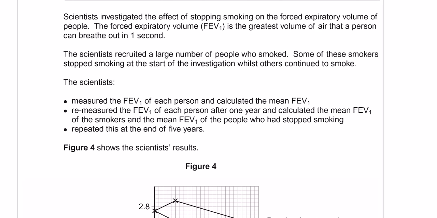Okay, and then this next question, 4b, and they give you a lot of information here that you need to spend time going through. It tells you the forced expiratory volume is the greatest volume of air that a person can breathe out in 1 second. It tells you about what scientists did and how they measured. They remeasured each person after 1 year, calculated the mean, and then repeated at the end of the 5 years.